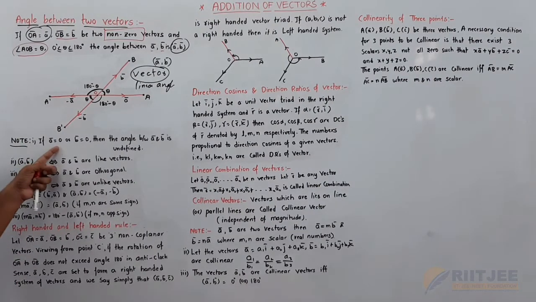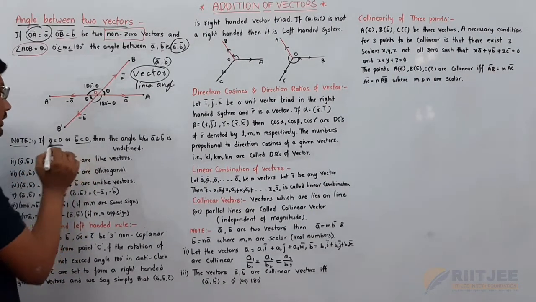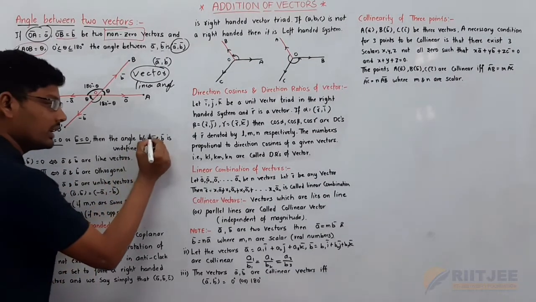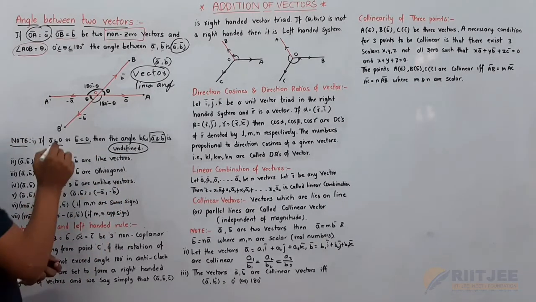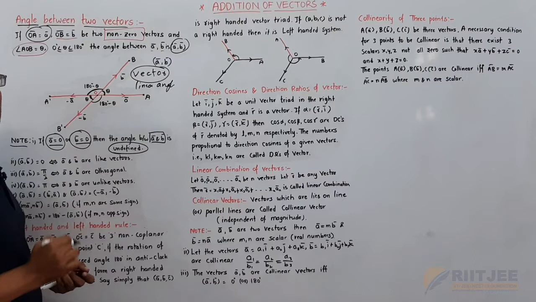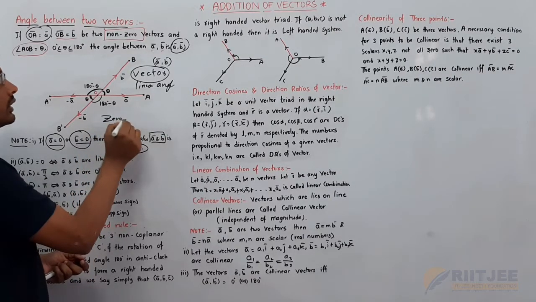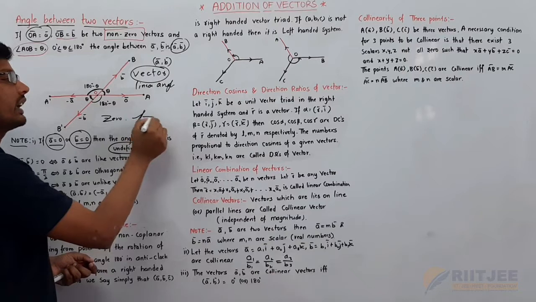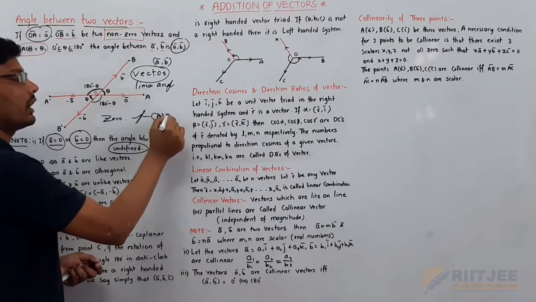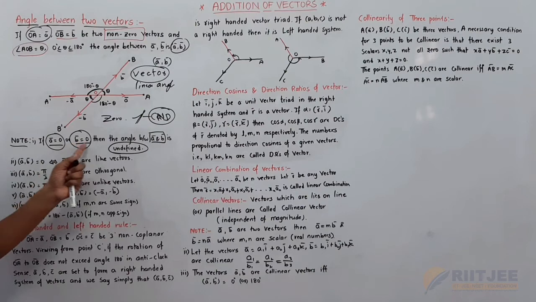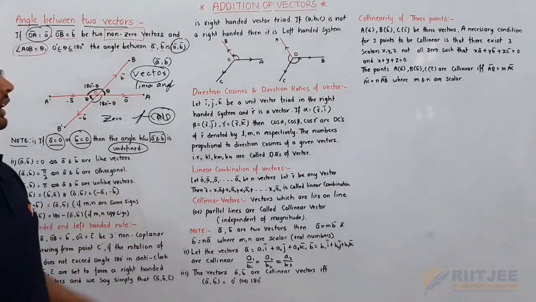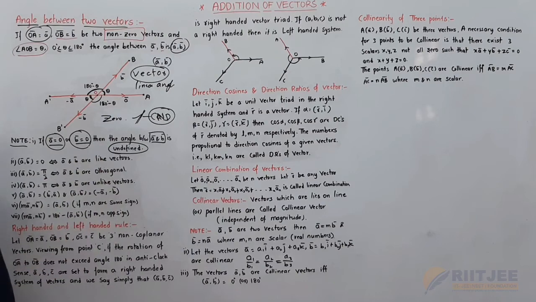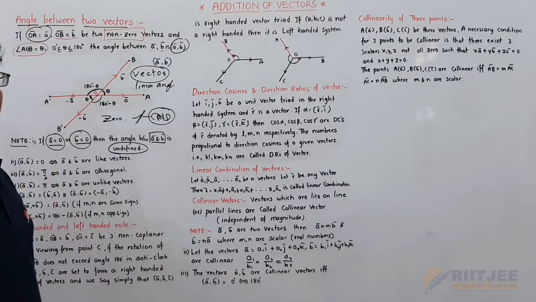Note, if A bar is equal to 0 and B bar is equal to 0, two zero vectors, then the angle between A bar and B bar is undefined. Why? Because if two vectors are 0, we cannot define the angle between these two vectors.